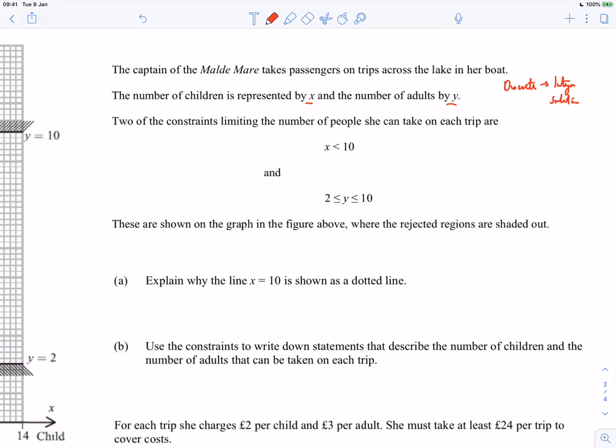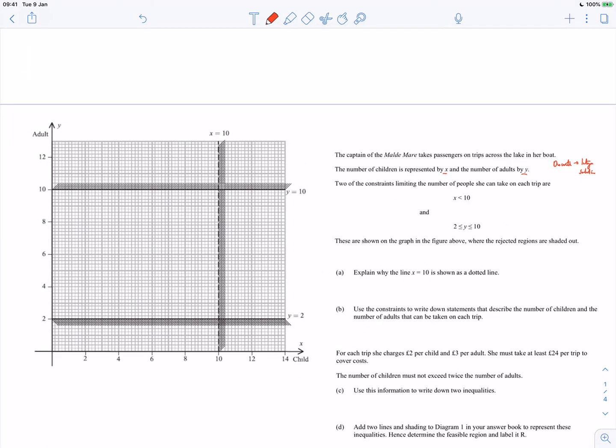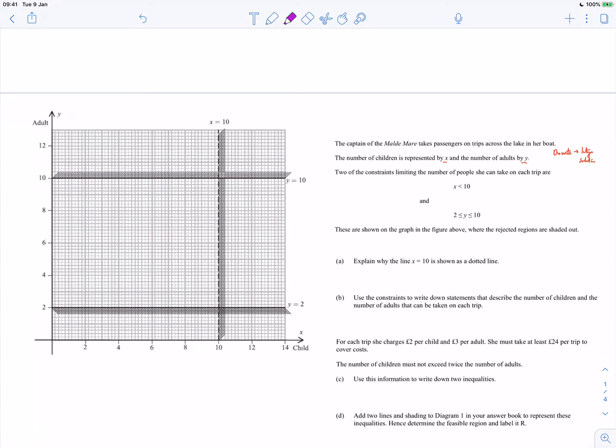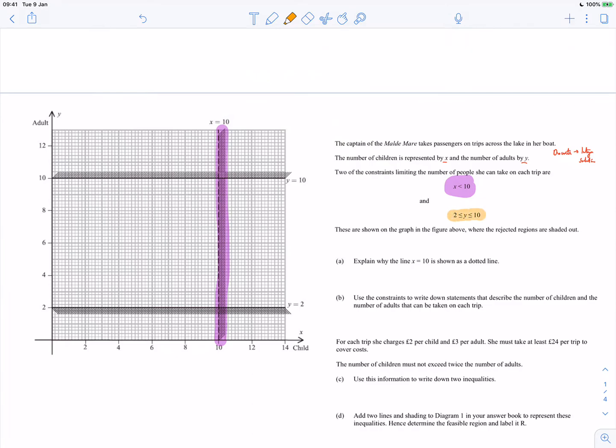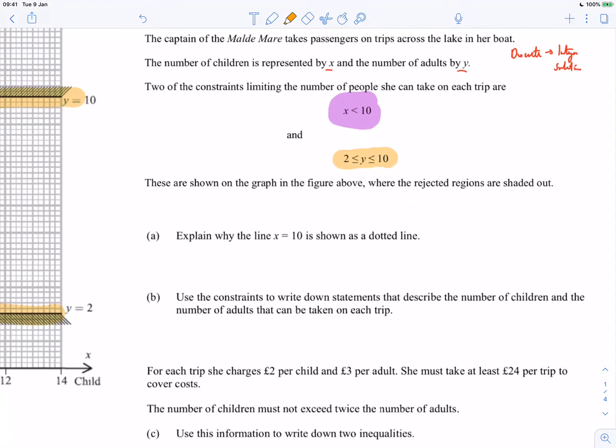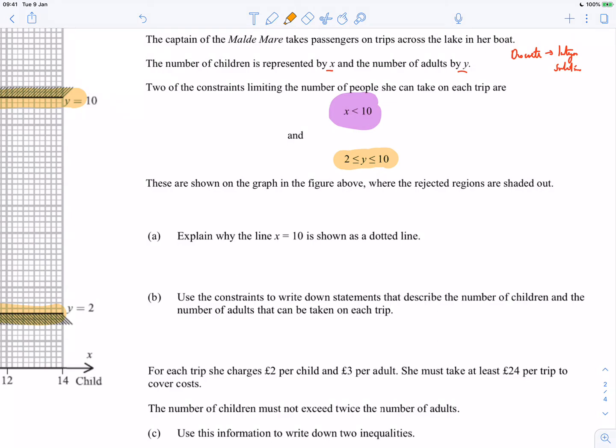Okay, two of the constraints limiting the number of people she can take on the ship are X is less than 10 and Y is greater than or equal to 2 and less than or equal to 10. These are shown on the graph. So X is less than 10 is clearly this inequality here, and Y is trapped between 2 and 10, these horizontal ones here and here. These are shown on the graph in the figure above, but I put it to the left, where the rejected regions are shaded out.